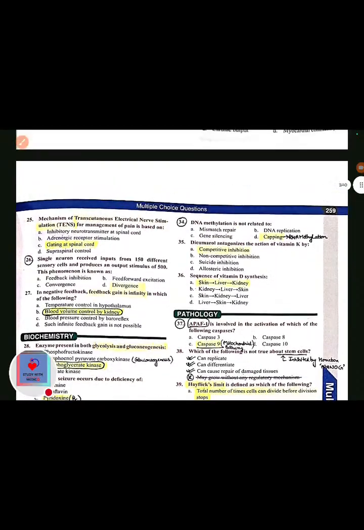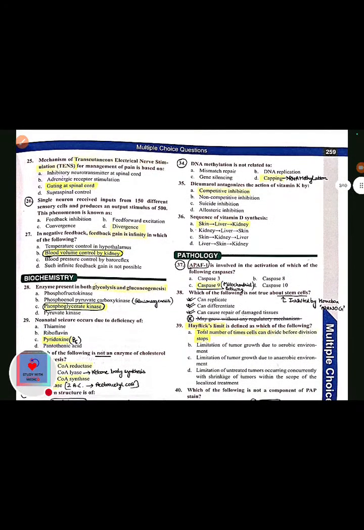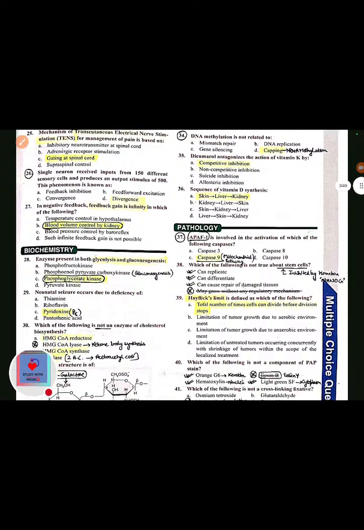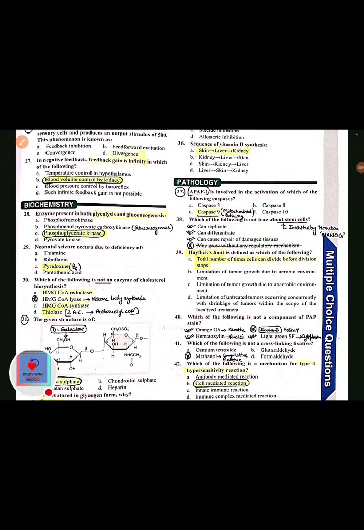Mechanism of transcutaneous electrical nerve stimulation, TENS. Management of pain is based on gating in spinal cord. A single neuron receiving input from 150 different sensory cells and produced an output stimulus of 500. This phenomenon is known as divergence. In negative feedback, gain is infinity in each of the following: blood volume controlled by kidney.